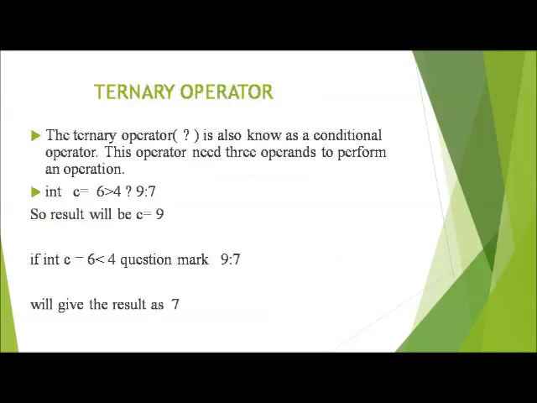Now let us discuss the ternary operator. It is also known as a conditional operator. This operator needs 3 operands to perform an operation. For example, int c equals 6 greater than 4 ? 9 : 7 will give the result as 9. So int c equals 9.